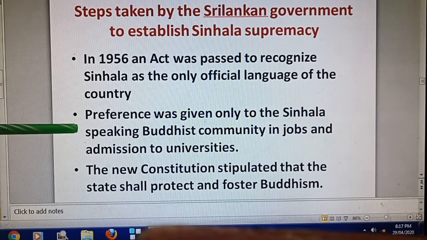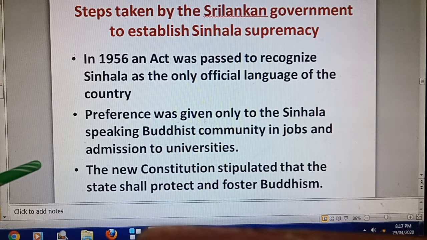Second, preference was given only to the Sinhala speaking Buddhist community in jobs and admission to universities. जो Sinhala speaking Buddhist community थी उन्हीं को ही jobs और universities में preference दिया जाता. एक Tamil ज़्यादा talented होने के बावजूद भी preference किसको दिया जाता था? Sinhala speaking Buddhist people. Why? Because they were in majority.